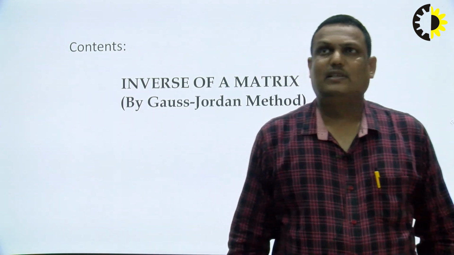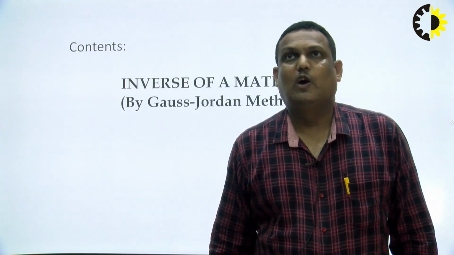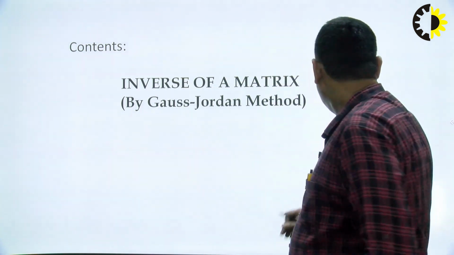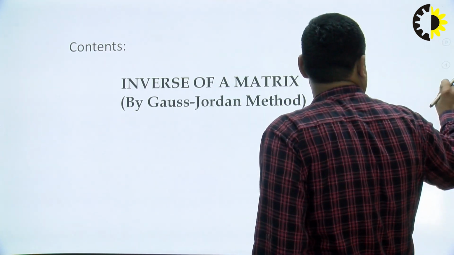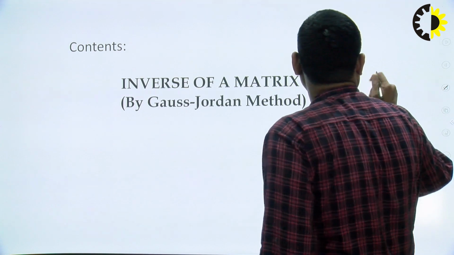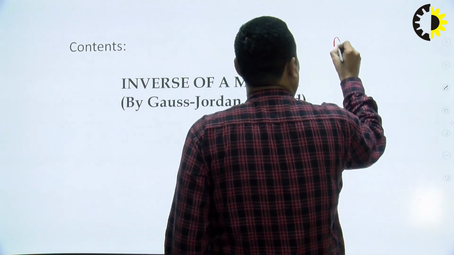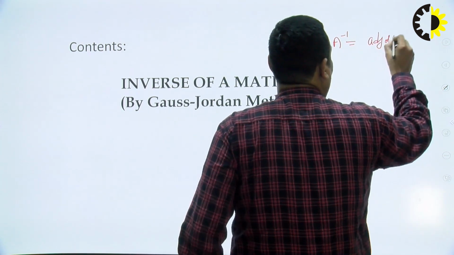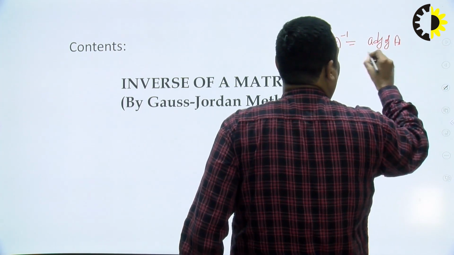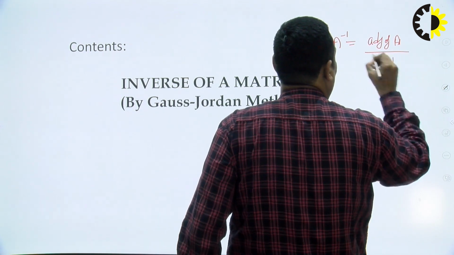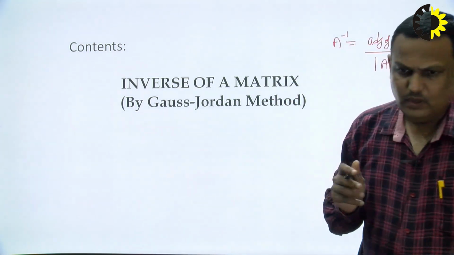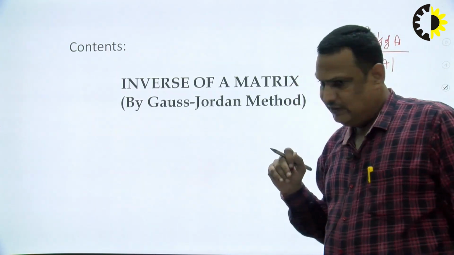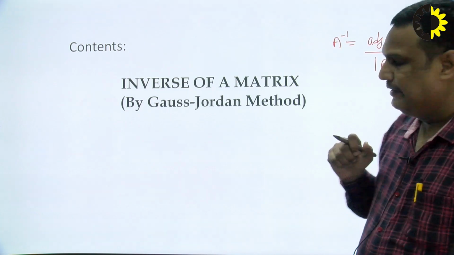In previous classes, in 12th class, you found the inverse by the adjoint method. What is the adjoint method? Inverse equals adjoint of A upon mod A. Find the cofactors and find the adjoint of A. That will help in finding the inverse.